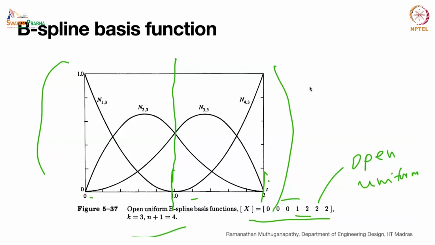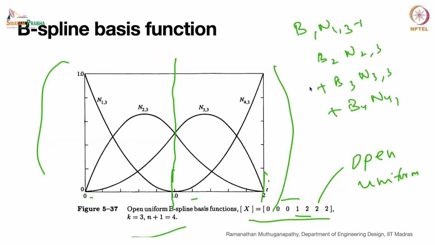K is 3. Now if you take your equation, this is B1 N1,3 plus B2 N2,3 plus B3 N3,3, plus B4 N4,3, because there are 4 control points, n plus 1 equals 4. This will be the equation of the B-spline.